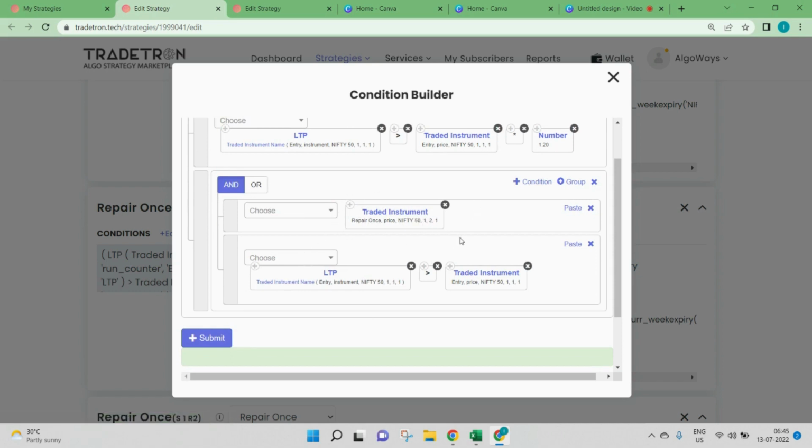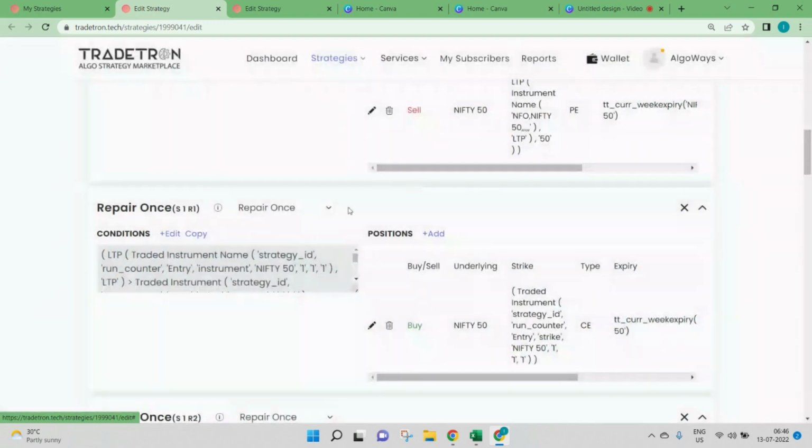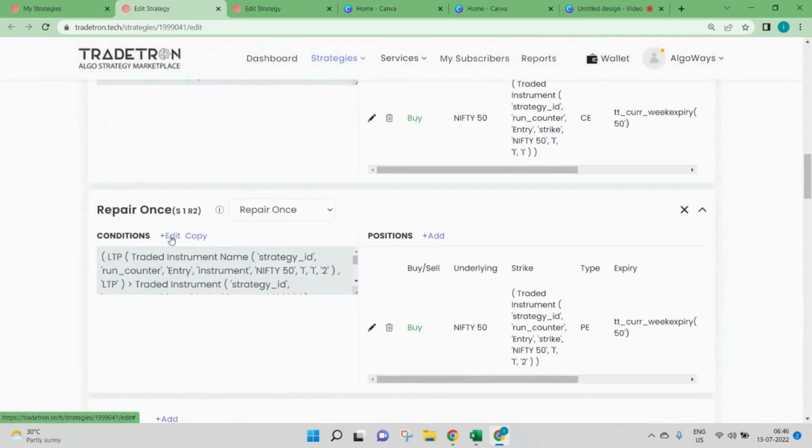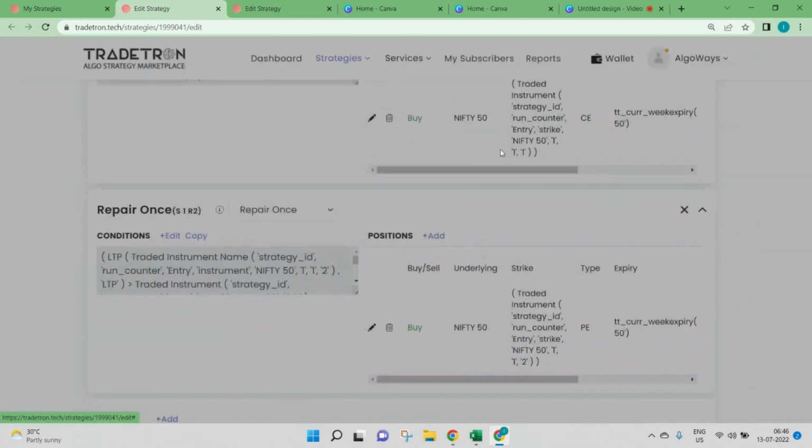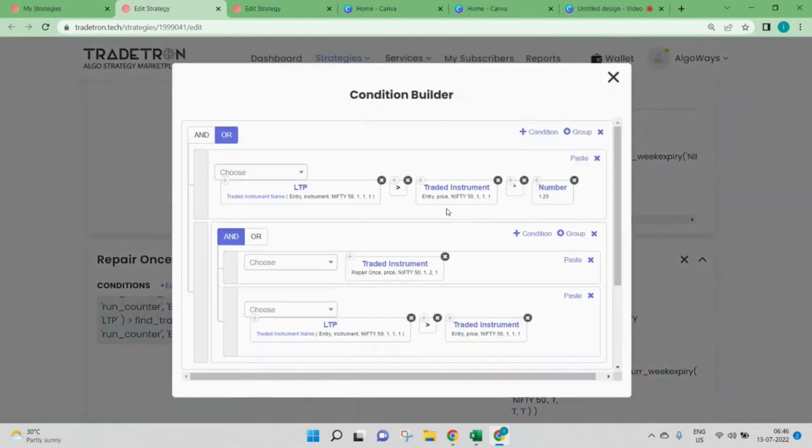If that happens, this means that if that particular repair condition gets satisfied, then we will exit the current leg at its cost. Let me explain it. So this is the second condition. If PE has hit the stop loss, then in the first condition for the call option we are putting that if the PE, this means the second repair condition, has hit the stop loss already, in that case we are exiting the call option at its cost. So when the LTP again becomes greater than the entered price of call option, it will exit.